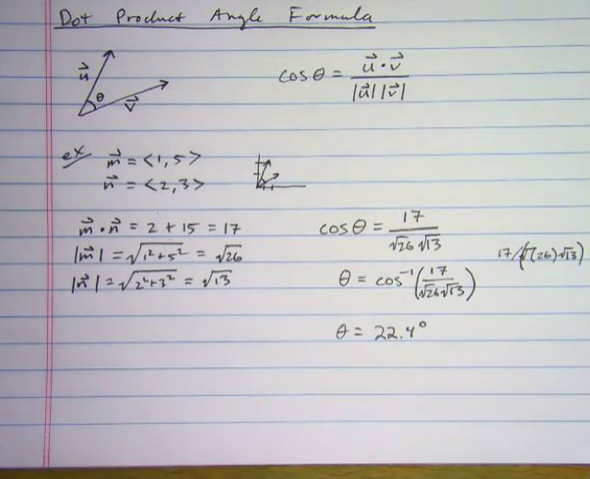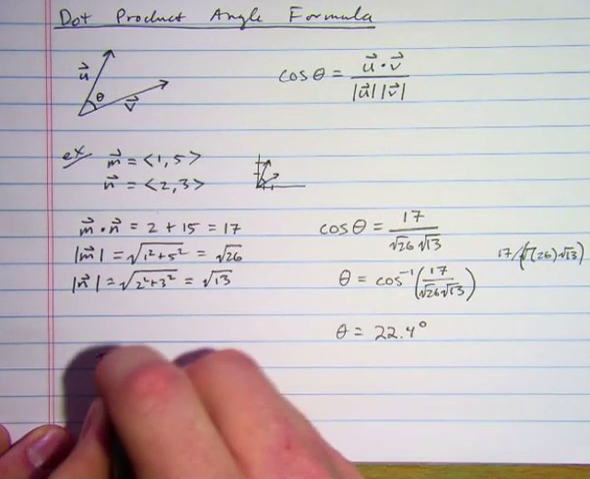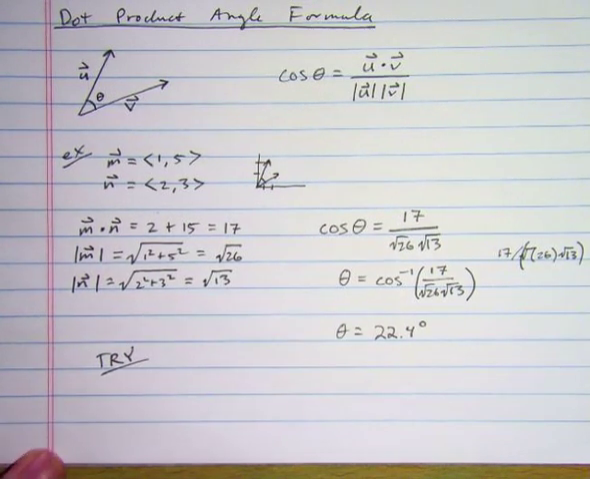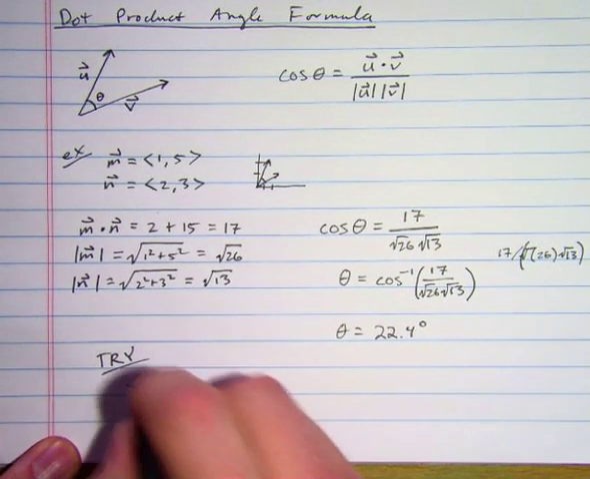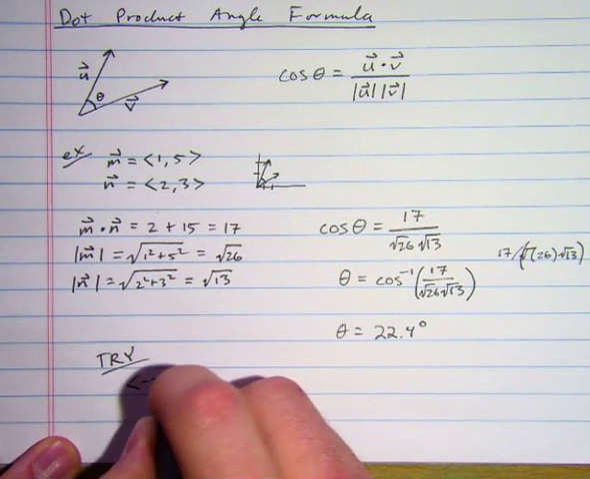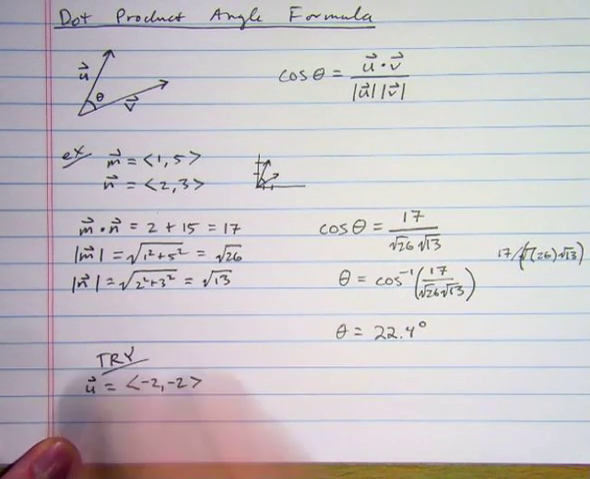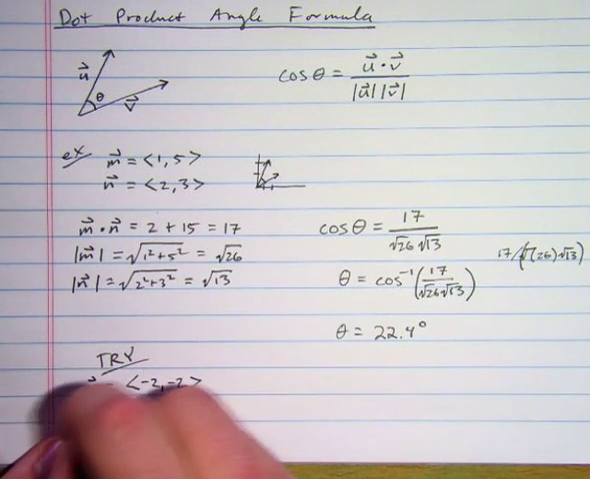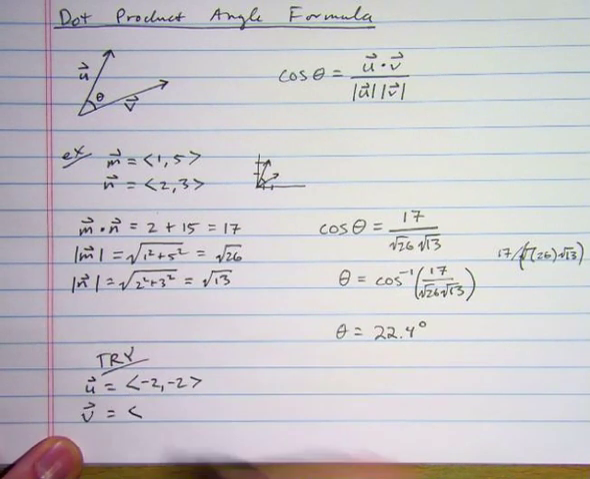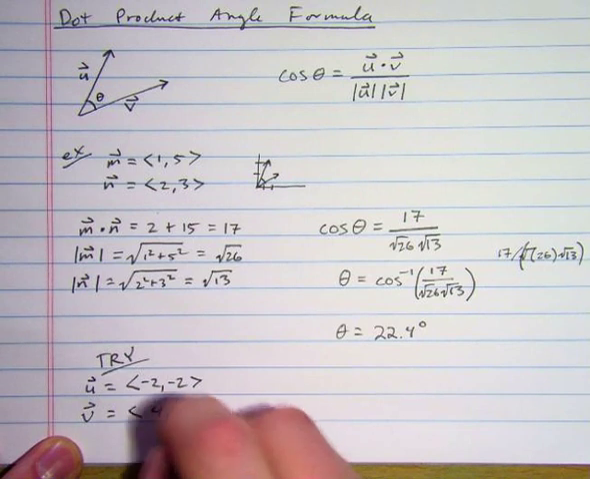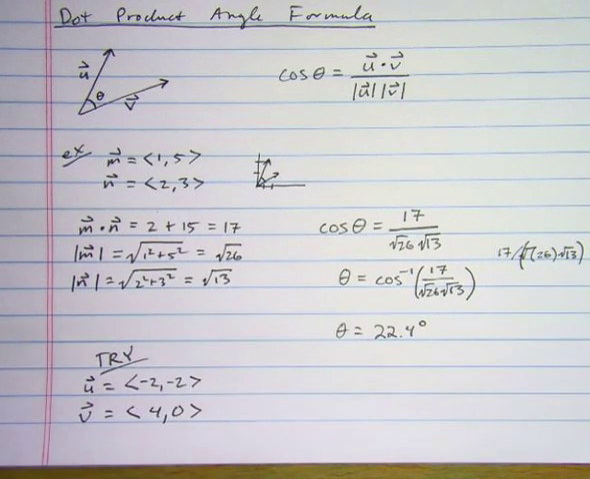So I'm going to write a try it problem over here for you guys to see if you can do this. One vector will be negative 2, negative 2. Let's just call that the u vector. And then we'll have a v vector. Let's call that 4, 0. So give it a try. Try to find the angle between those two vectors.